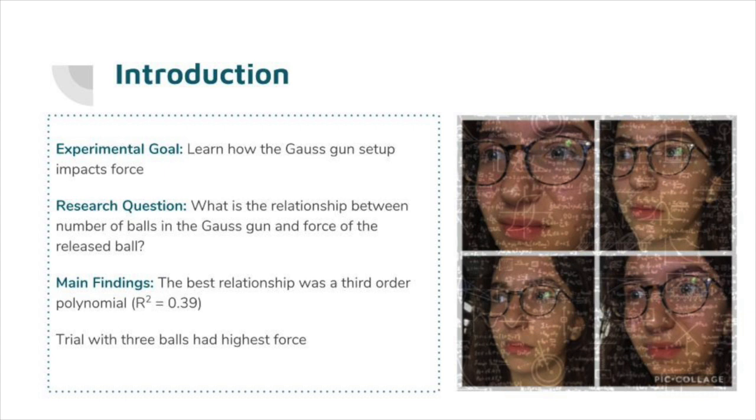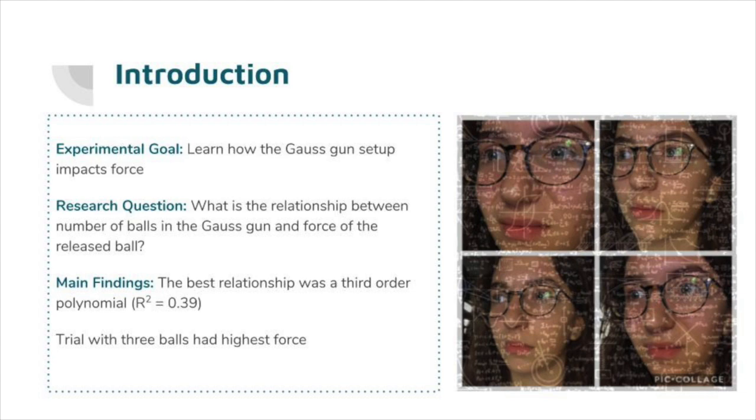For this lab, our experimental goal was to learn how the Gauss gun setup impacts the force of the ball bearing that's being shot off. Our research question was, what is the relationship between the number of balls in the Gauss gun and the force of the released ball? Our main finding was that the best relationship was a third-order polynomial, and for that graph we had an R-squared value of 0.39.